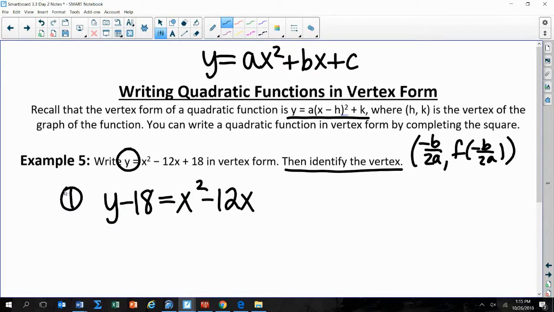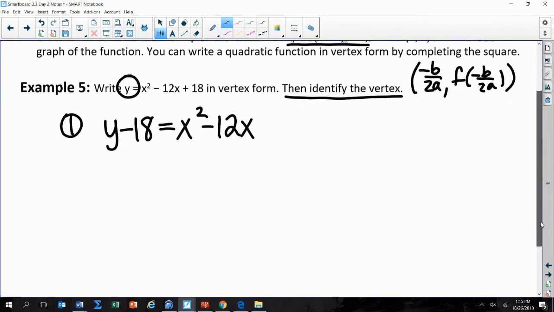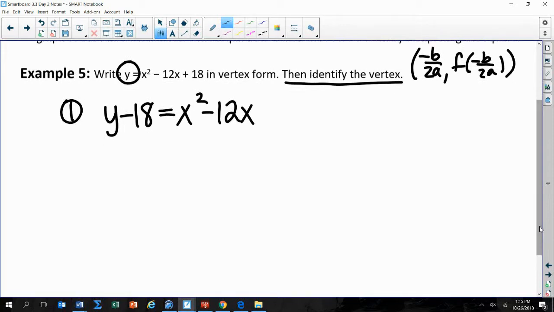Step 2 says factor out the leading coefficient in front of x squared. If the leading coefficient is 1, you don't have to worry about factoring a 1 out. What's the leading coefficient in front of x squared here? 1. Okay, so really I can skip step 2. All right, step 2, we're going to skip it. Now we're on step 3.